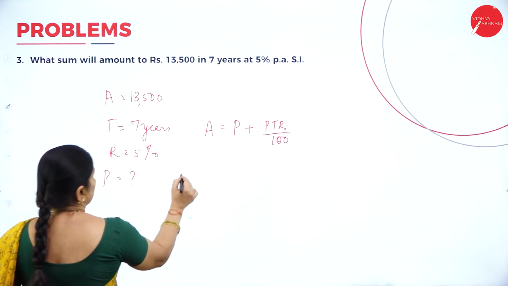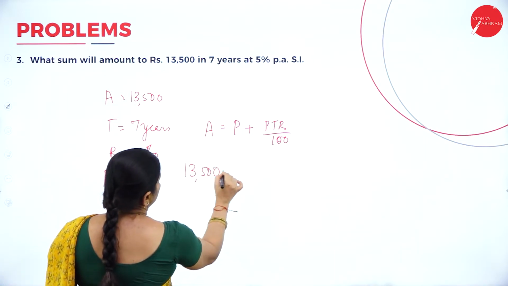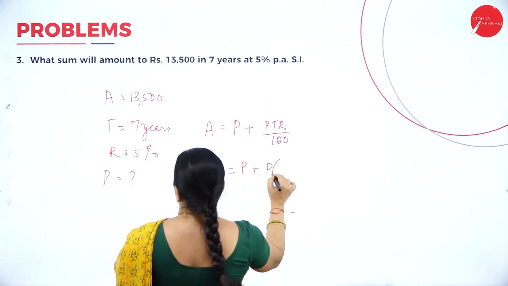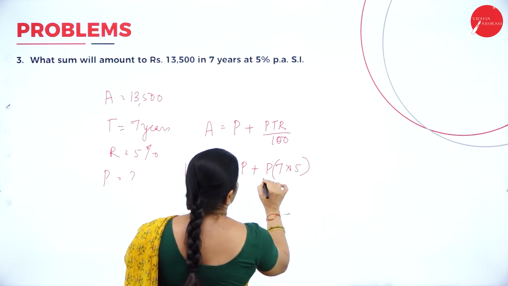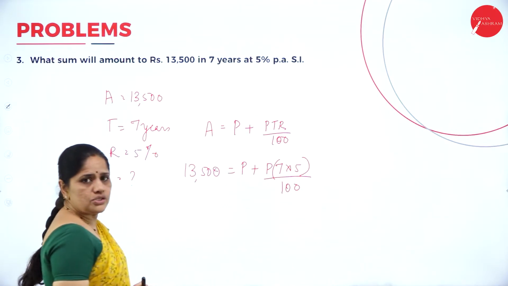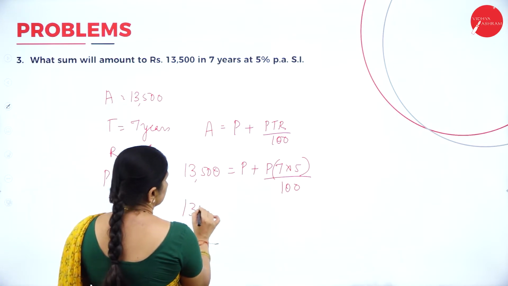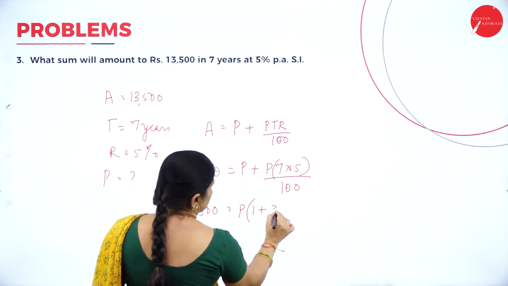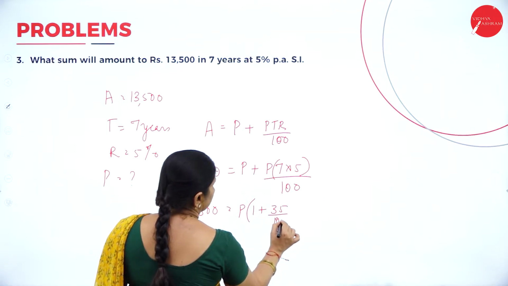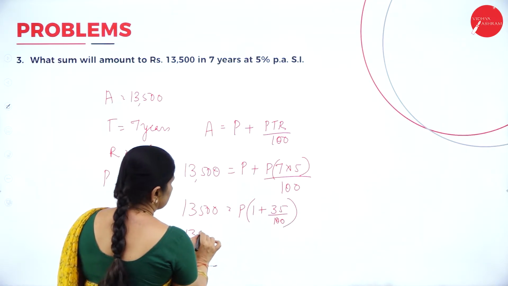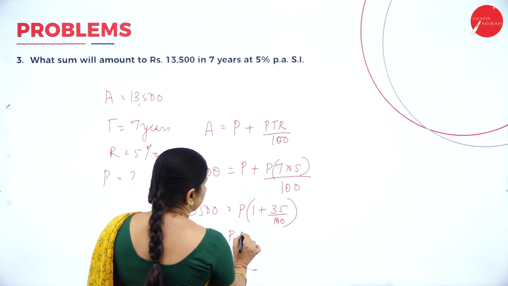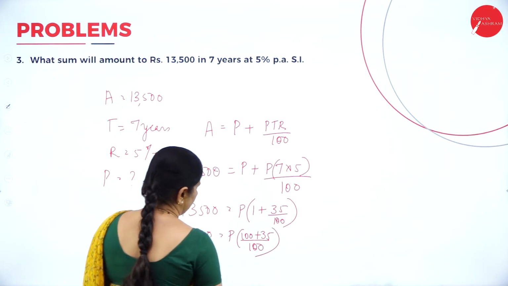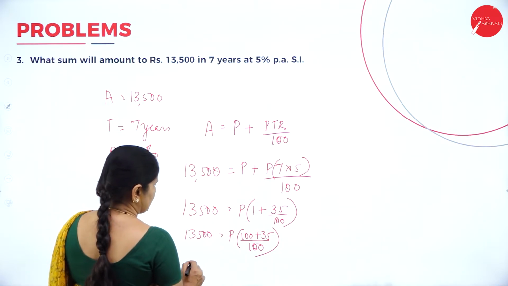So I will write the amount as 13,500 equals P plus P, I don't know again, P. T is 7 into 5 by 100. So I have here 13,500 equals P into 1 plus 35 by 100. So this will be 13,500 will be P into 100 is the denominator, 100 plus 35.